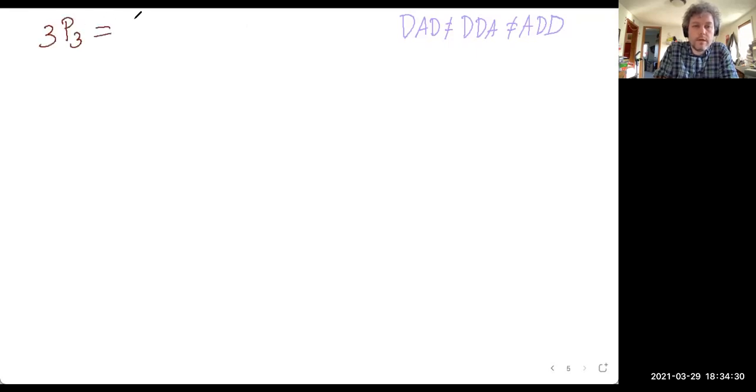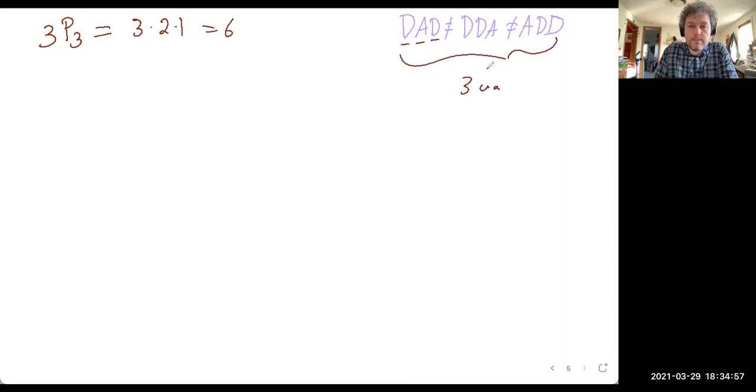3 permutation 3 is 3 times 2 times 1, and that's 6. If that was true, if there's 3 letters here, 1, 2, 3, if we could just use a permutation, then there would be 6 ways to order this, but there isn't because of the repeats. So because of the repeats, we're overcounting. There's only 3 ways to do this.